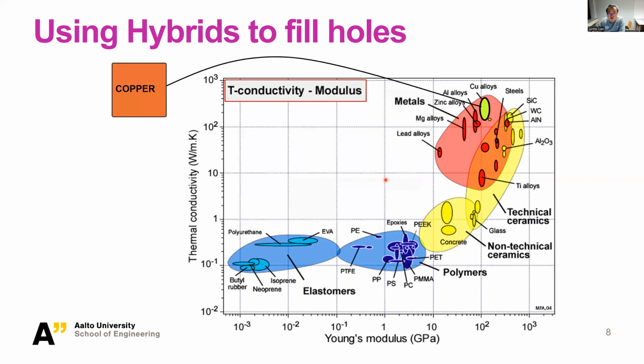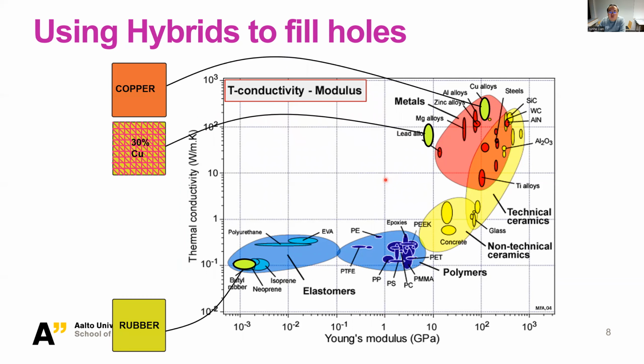So here I'm showing you one possibility to do it. We know copper is a very good material for thermal conductivity, and rubber is completely the opposite. And what if we just combine these two materials into one? So don't think about the processing at this moment. Just think about if you can combine them. So here I'm giving you one basic idea.